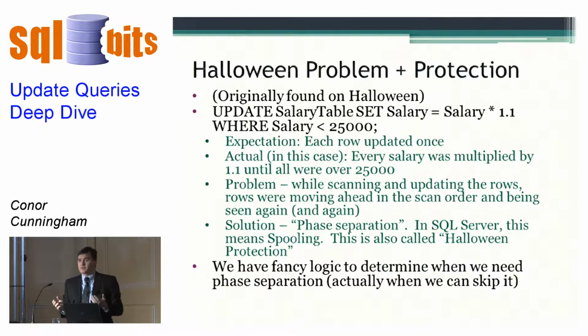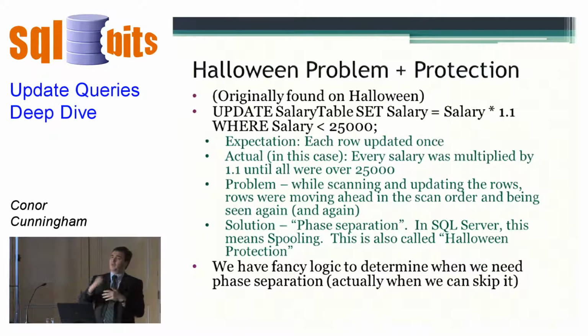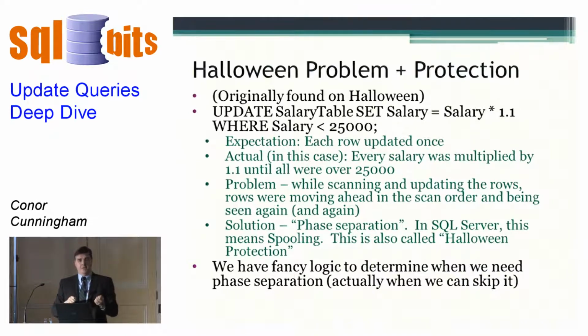The basic solution is phase protection, which means you read out all the things that qualify before you start trying to write anything. In our case, you spool those. So whenever you see spools in your update plan, often it's because of this. Spools are obviously expensive, so we try really hard not to do them. But sometimes they're absolutely needed, and that's okay, because you don't want to have the Halloween problem.